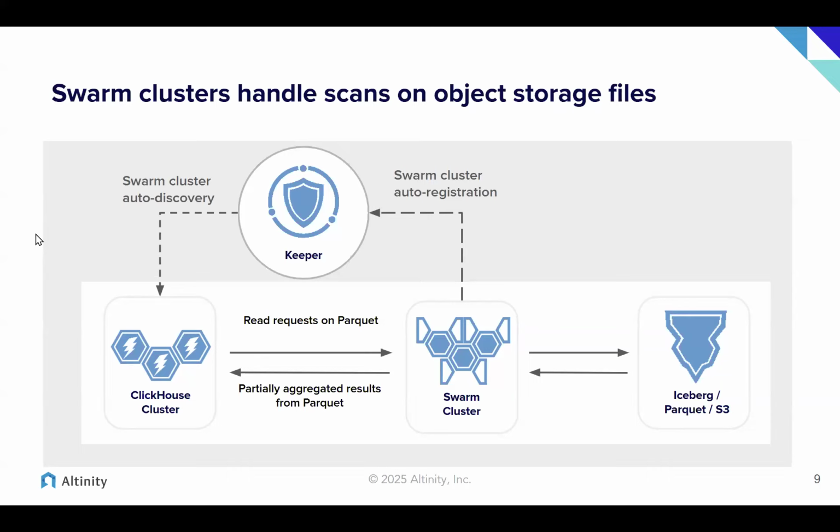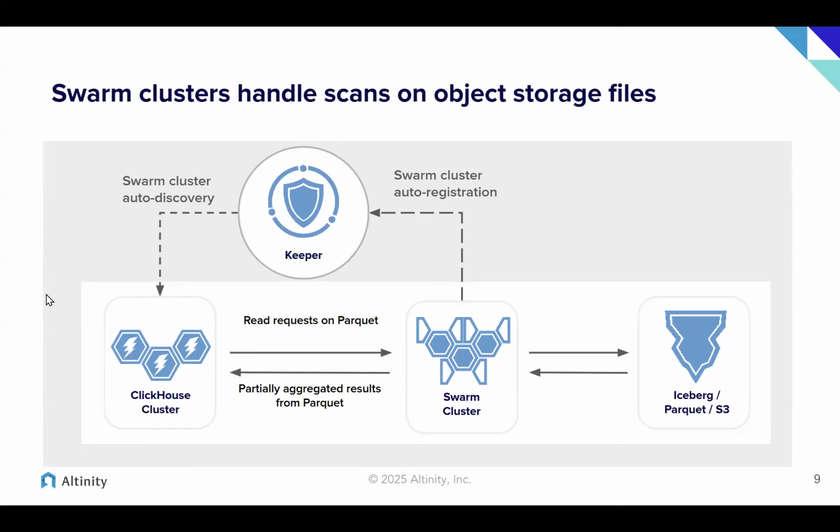So as the Swarm cluster comes up, it has a path inside Keeper that it goes to, and each of the servers just says, "Hey, I'm here," and registers its host name. And then the ClickHouse cluster on the left, which receives queries, can use that information to find out where the Swarm cluster nodes are, so that it can send the queries out. And then everything beyond that is just: delegate, do the planning, and delegate the scans out to the Swarm cluster, which then looks at Iceberg data, or even directly at S3. So that's how this works.